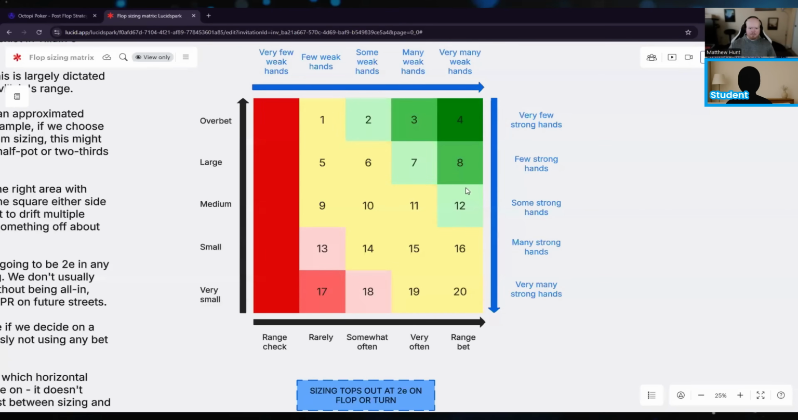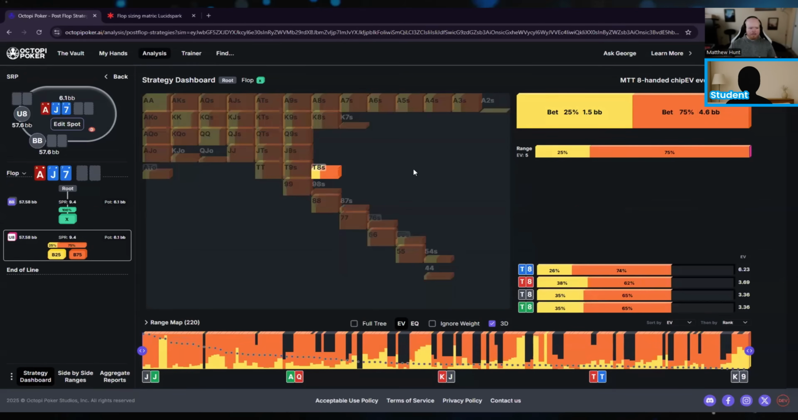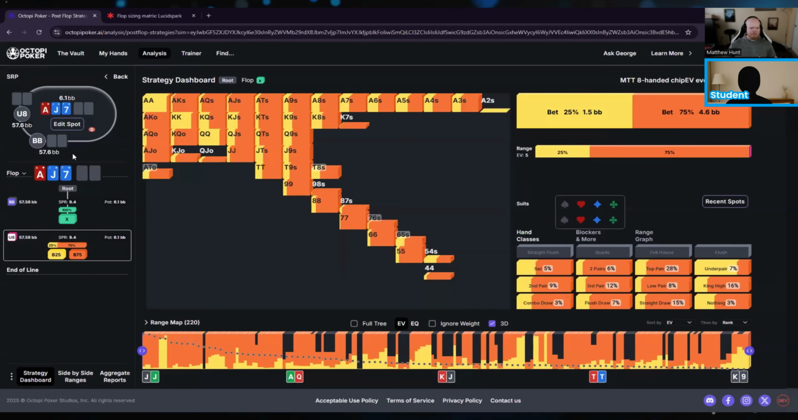But as you can see, it is a range bet. So it's this far right column here. And it's pretty much, I would say, like a 12 or an 8, something like that, right? And I think a lot of people are going to maybe misunderstand this board texture and basically not do enough betting in situations like this, right? They're going to miss some of these bet situations. So that's a useful one.